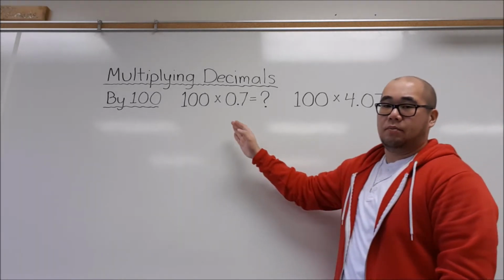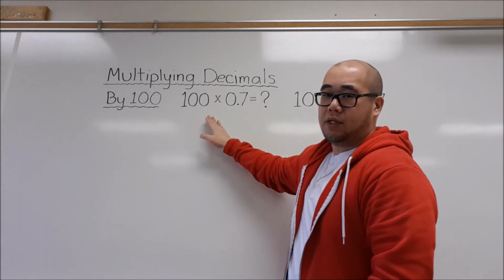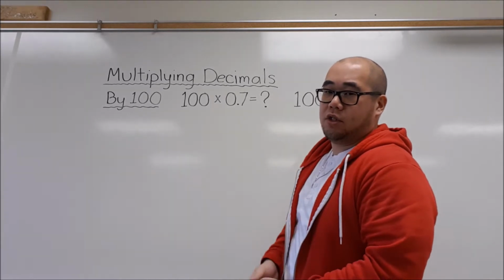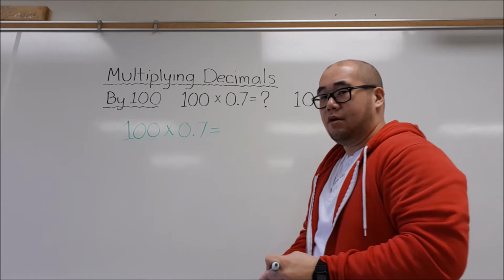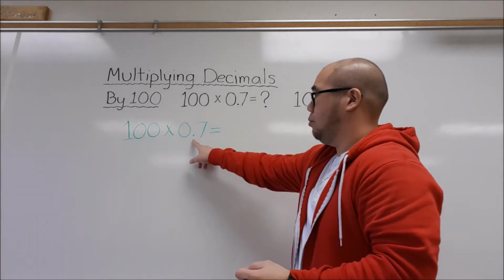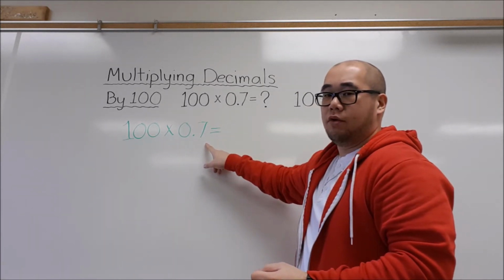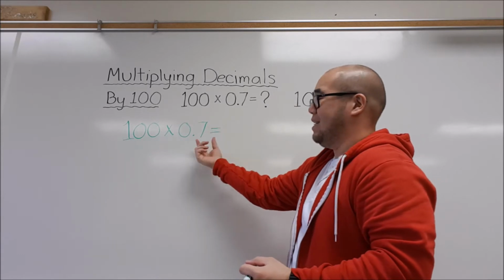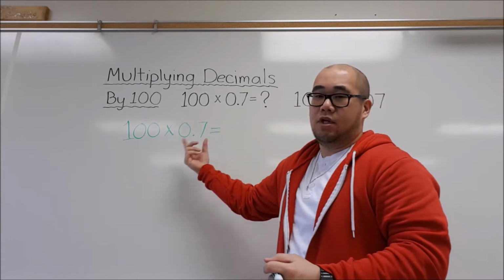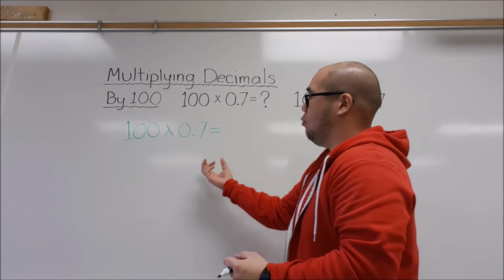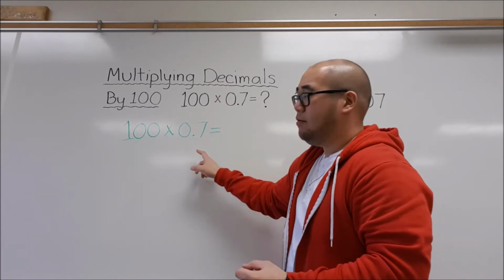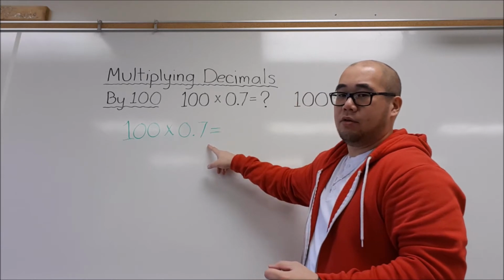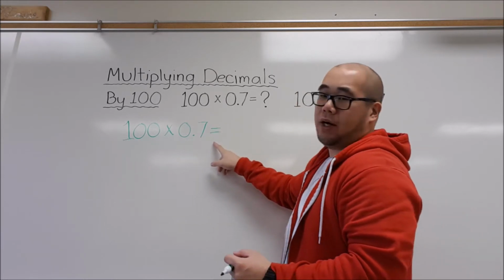Just like with multiplying by 10, I'm going to start off with the first example here by writing the question down below again. Now when we multiplied by 10, we knew we had to move the decimal place one spot over to the right because we were making the value 10 times greater. But this time, we're making the value 100 times greater. So instead of moving it one spot to the right, I need to move it two spots to the right.